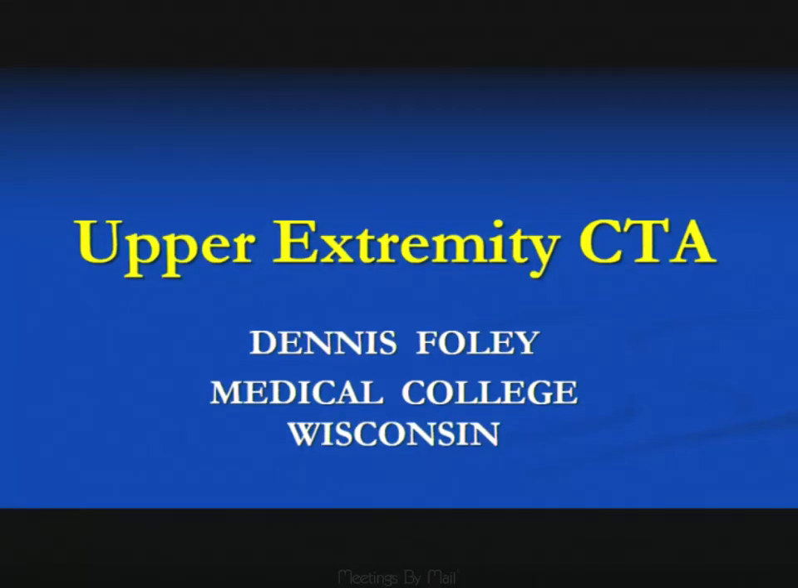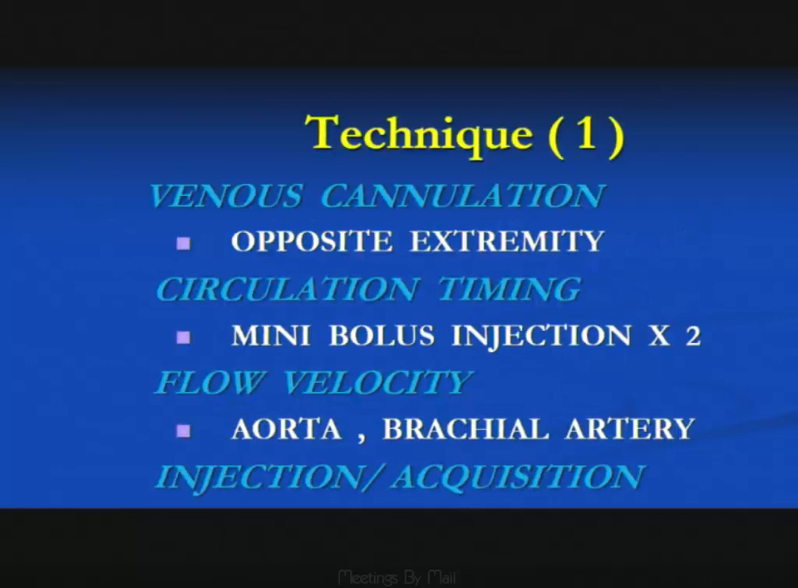So I'm going to be talking about upper extremity CTA. For upper extremity CTA angio, we will cannulate the opposite antecubital vein. We have a certain way of doing angiography at our institution, which I'll explain in a minute, that requires a couple of mini bolus injections. The flow velocity is determined by the transit time from the aortic arch to the brachial artery. And the flow velocity then determines the table speed that we will use, and we track the first circulation of contrast.